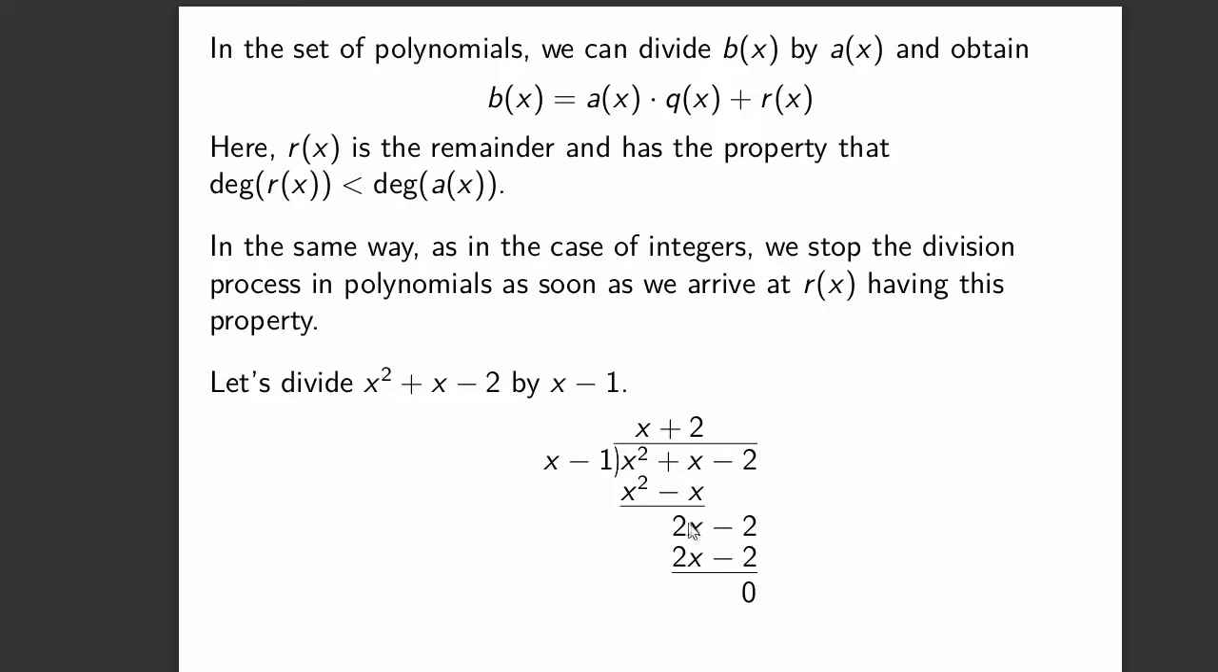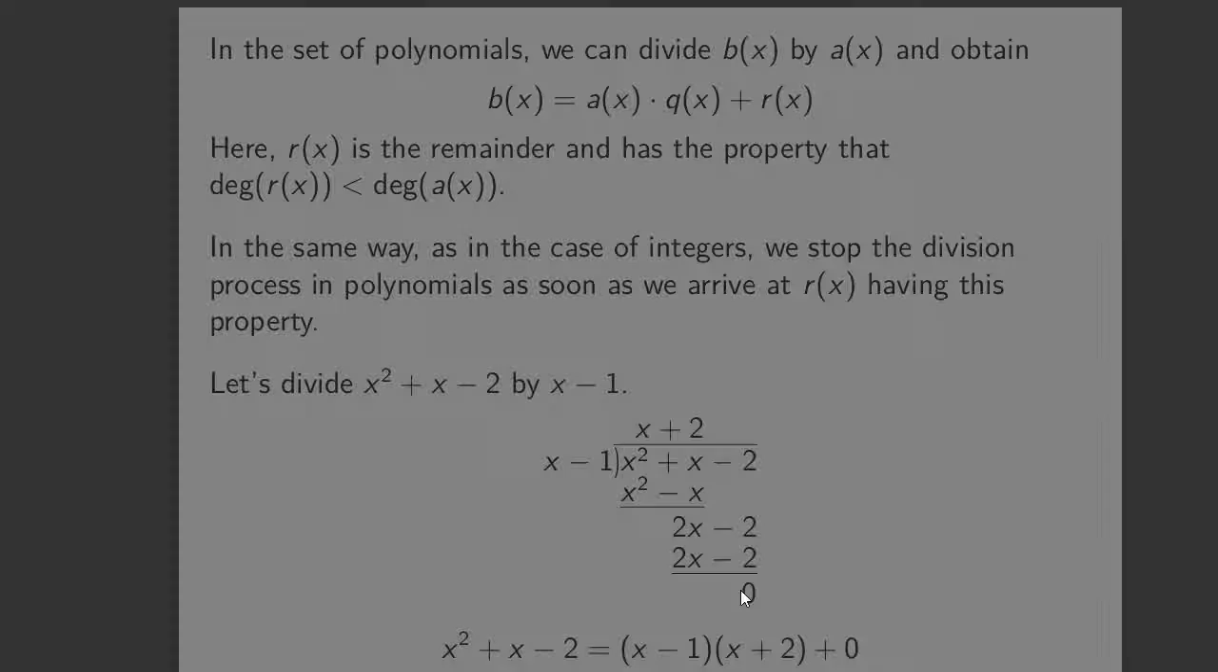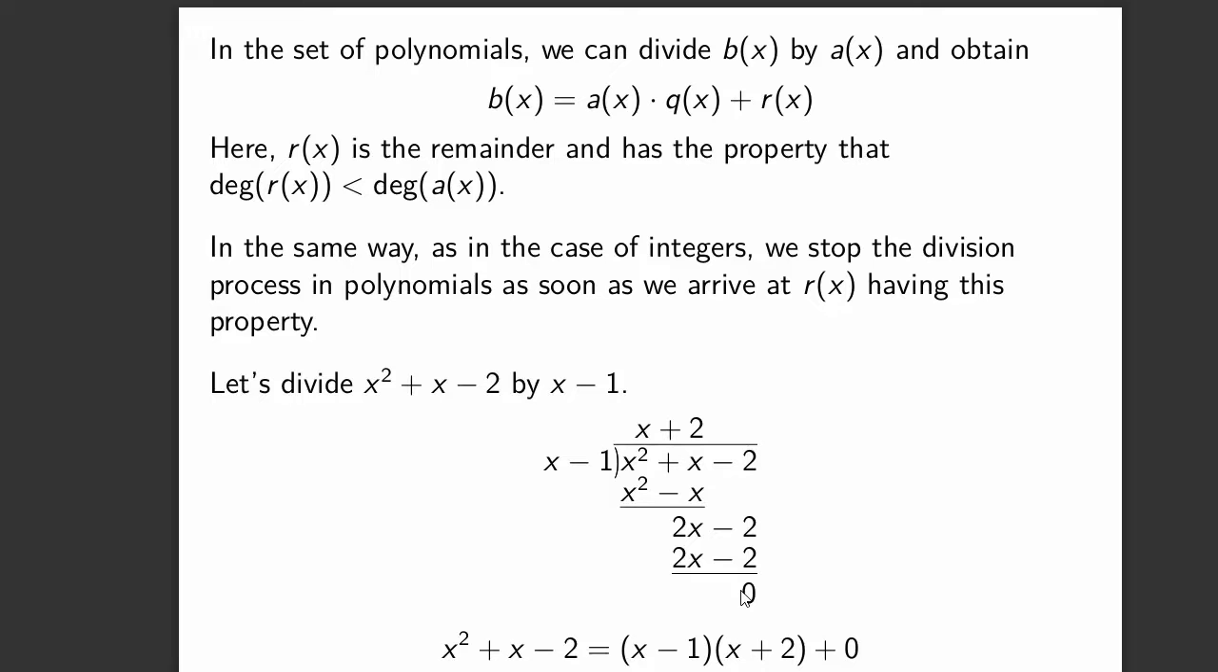Let us compare the leftmost monomial here, 2x, with x, divide by x, we shall get plus 2. Now again multiply plus 2 by x minus 1, we get 2x minus 2, and after subtracting we get 0. So here the remainder is 0, and therefore the division is perfect. So that means x minus 1 is a factor of x square plus x minus 2.